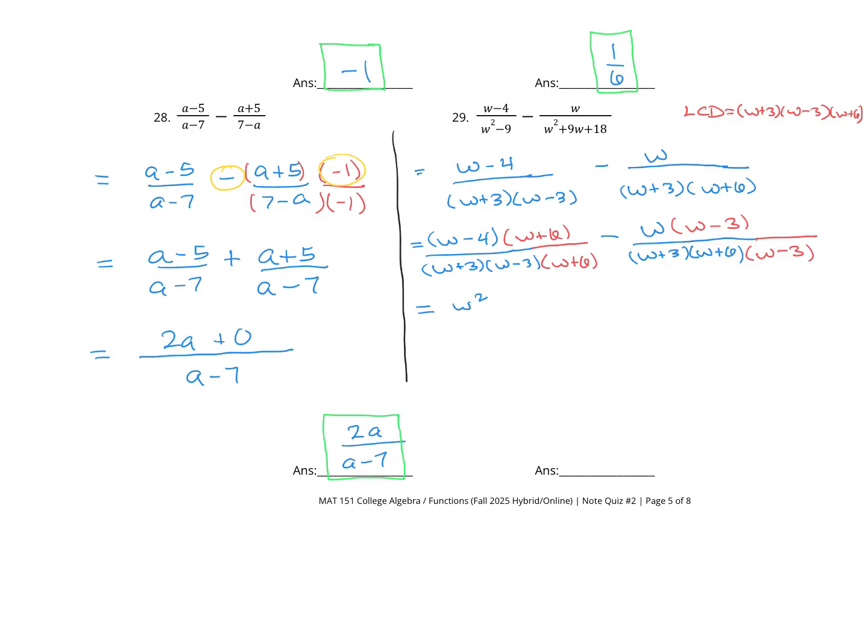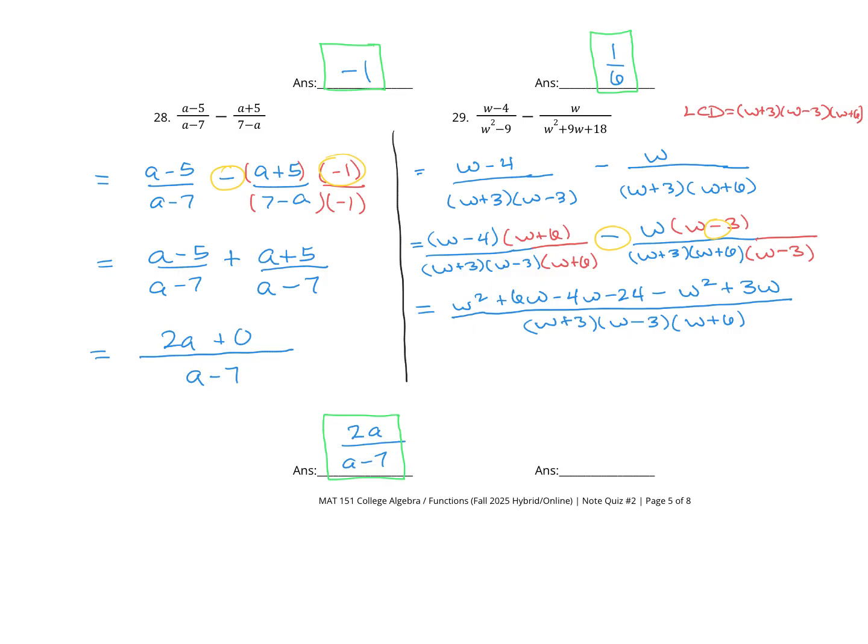I've got w squared plus 6w minus 4w minus 24. Back there, I'm going to have a minus w squared plus, again, be very careful here. With that negative and that negative, that makes plus 3w. And that's over my brand new denominator, which is w plus 3, w minus 3, and w plus 6. And again, the order down there does not matter.